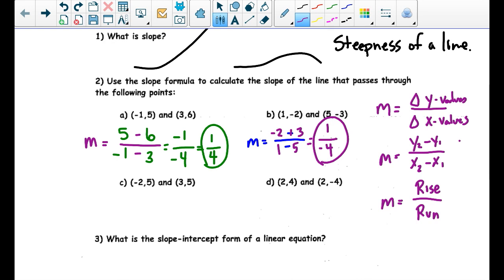There's two special cases here, so C and D are going to be some special cases. You work them out the same way. So slope, subtraction, and plug in our points. So y values 5 and 5, x values negative 2 and 3. So 5 minus 5, 0. Negative 2 minus 3 is negative 5. 0 divided by anything is what? 0. So slope here, 0.